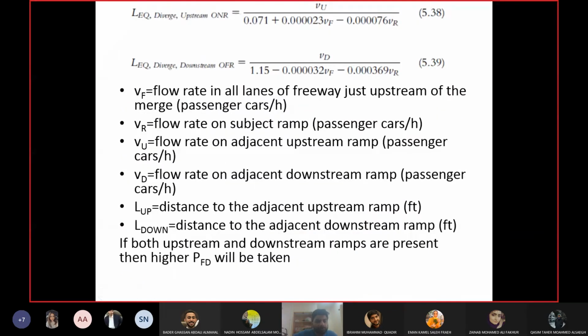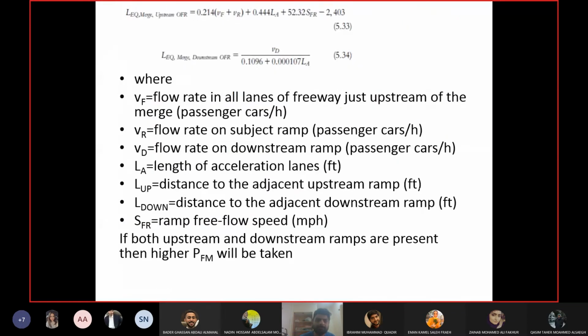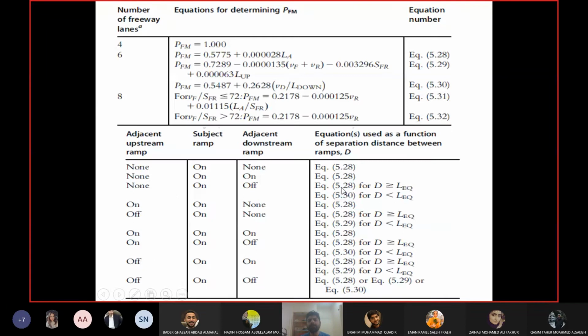Whenever you are using the basic equation, the first equation in the table, the same thing applies for the merge area as well. Even for the merge area, you can see upstream off ramp and downstream off ramp. On ramp doesn't have any equation here, because whenever you have an on ramp, we go back to the basic equation 5.28.